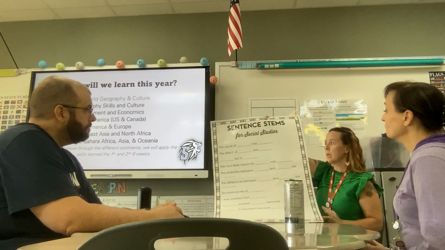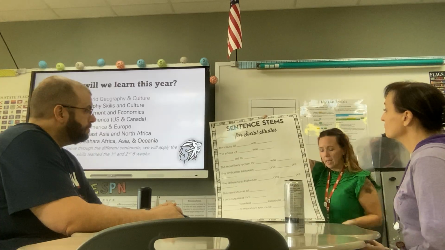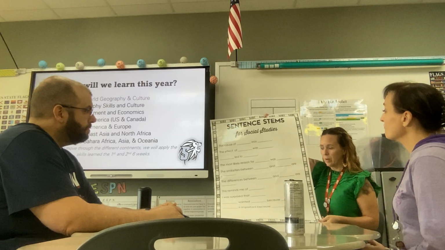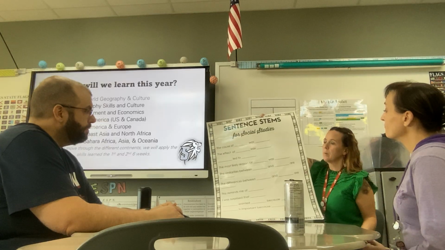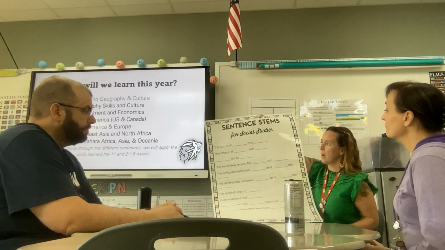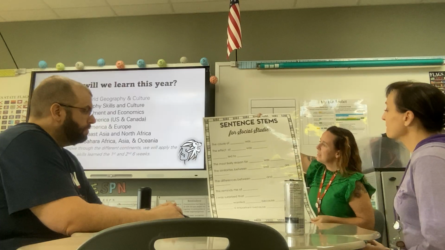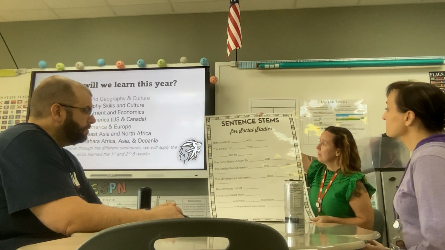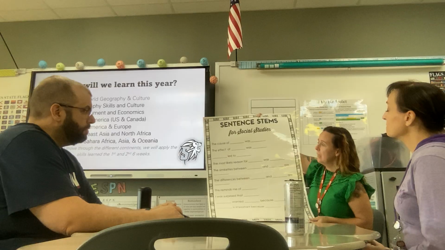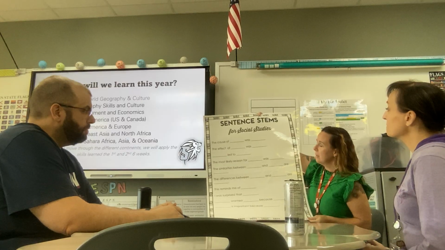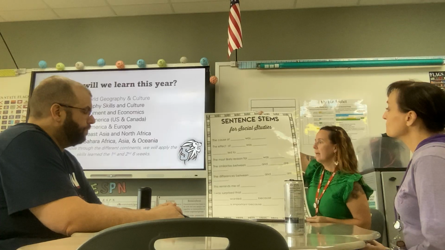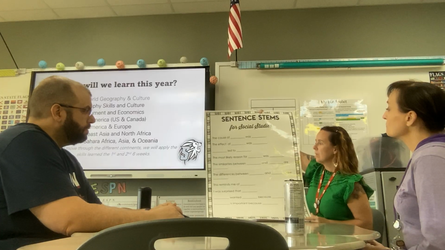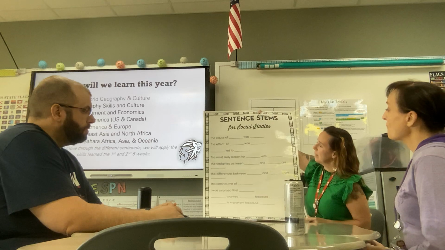These are the Sentence Stems that were created that we just post on our wall. Anytime we're doing writing, our English language learners or our hesitant writers have a tool to be able to compose a response. The first one is: the cause of blank was blank. The effect of blank was blank. Blank led to blank. The most likely reason for blank was blank.